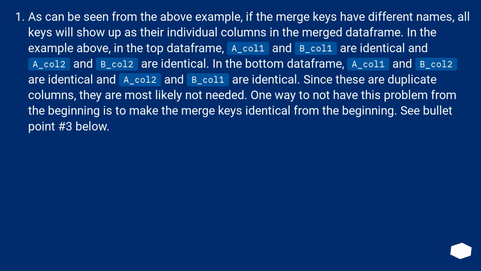As can be seen from the above example, if the merged keys have different names, all keys will show up as their individual columns in the merged data frame. In the example above, in the top data frame, a_call1 and b_call1 are identical and a_call2 and b_call2 are identical. In the bottom data frame, a_call1 and b_call2 are identical and a_call2 and b_call1 are identical. Since these are duplicate columns, they are most likely not needed. One way to not have this problem from the beginning is to make the merged keys identical from the beginning. See bullet point number 3 below.